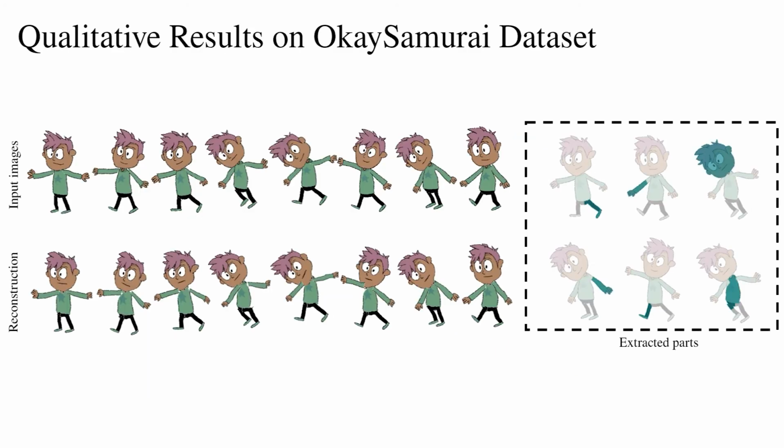Here we show the qualitative results on the synthetic OkaySamurai dataset. The first row on the left shows the input sprites in different poses. The dashed rectangle on the right shows the selected parts from our method. The second row on the left is the reconstruction results by deforming the selected parts. In this example, our method extracts 6 articulated parts.